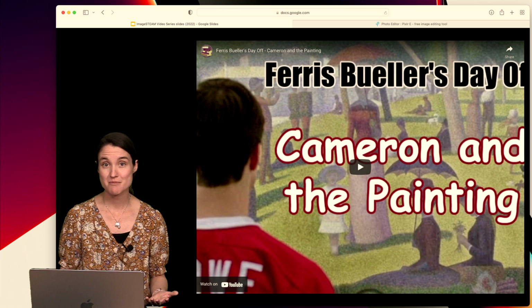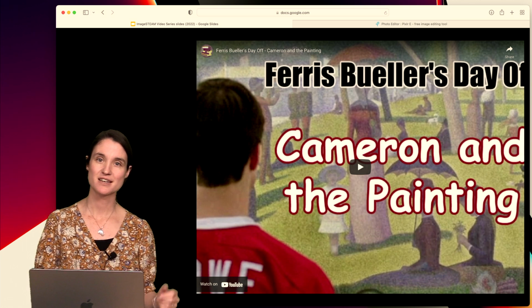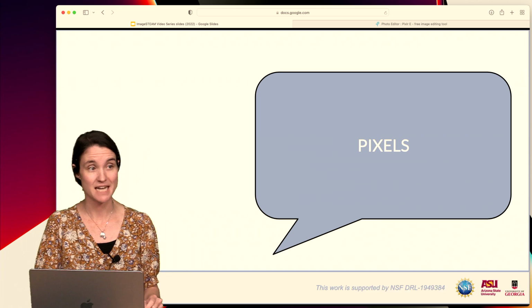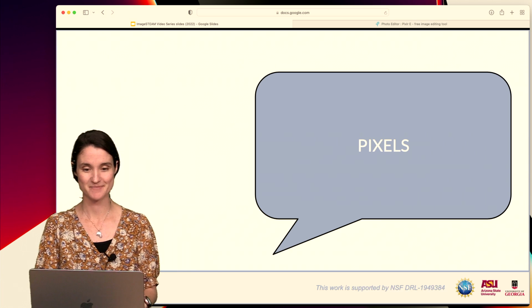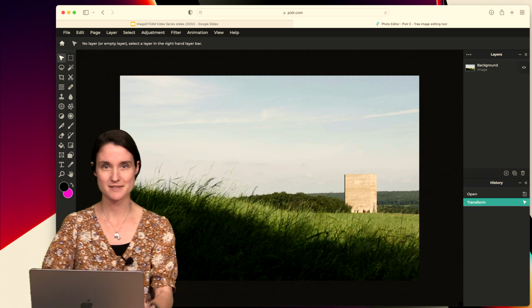Digital images work the same way, except that instead of dots of paint, we have dots of light. And these are called pixels. So let's look at an image up close to find out how this works.